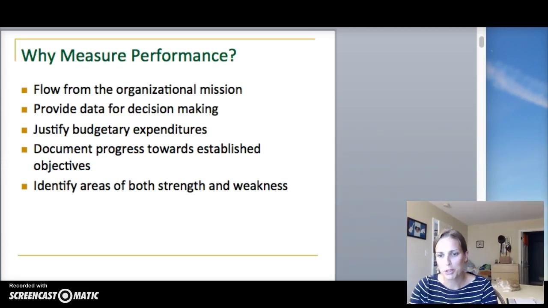All right. Performance measurements provide data to decision makers so that the activities of an organization can be adjusted to reach desired outcomes. Similarly, performance measures are used to justify budget expenditures. Our mythical police department may say, give us X amount of money and we will reduce the number of car break-ins by 10%, or because we have gotten this much money, we were able to reduce the number of car break-ins by 10%. And finally, performance measurements help an organization document progress towards an established goal. The police department could say that we have decreased car break-ins by 8%, so we're very close to our 10%.